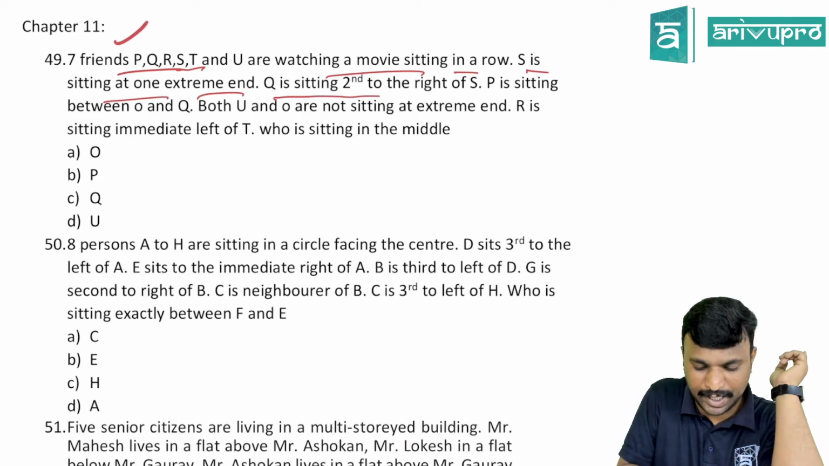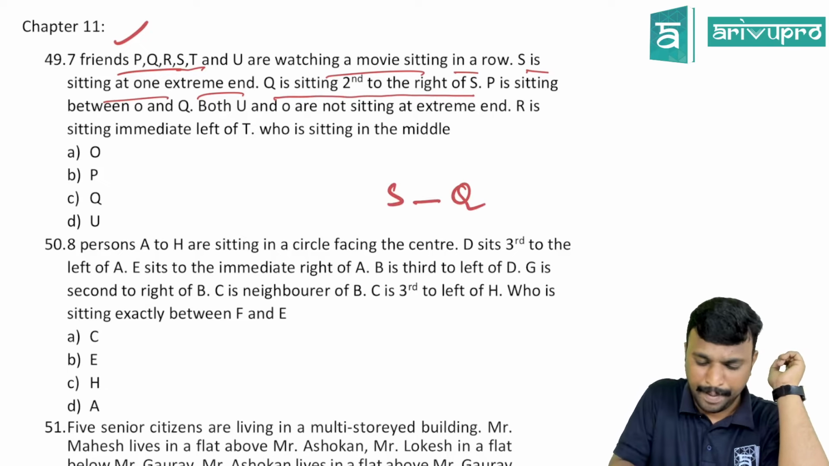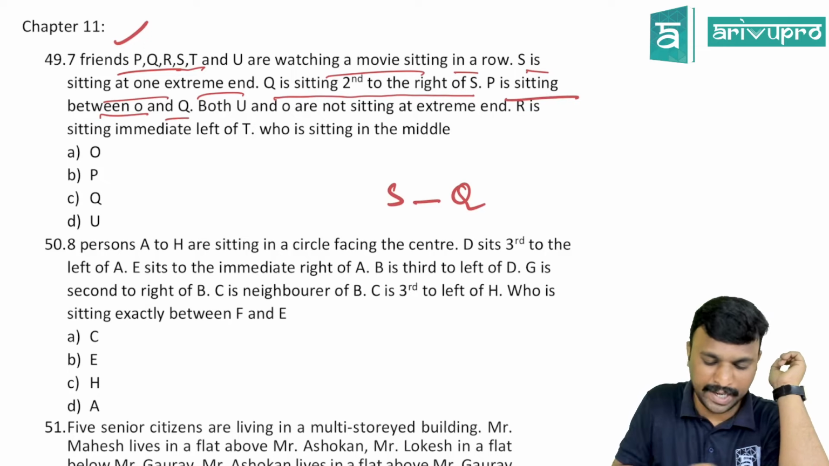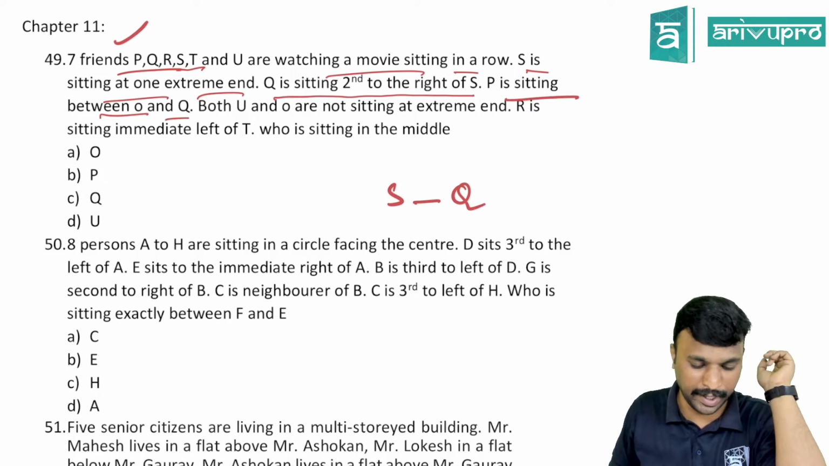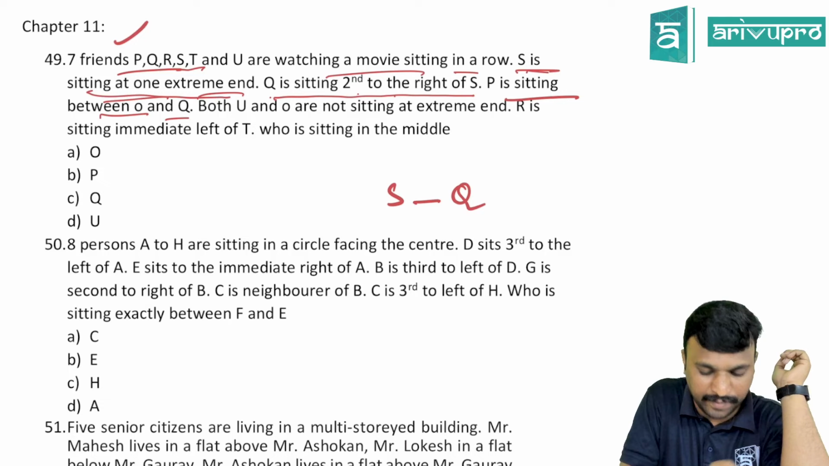Q is sitting second to the right of S. This is a sure one. Second to the right of S, Q over here. All right. And then P is sitting between O and Q. Guys, they have said what? S is sitting at one of the extreme ends.